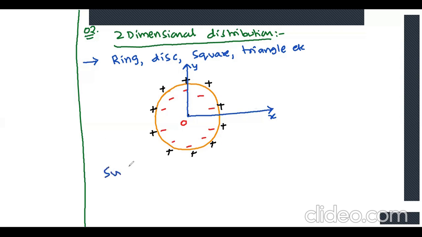So here we are having the surface density, or you can say surface charge density. That is charge per unit area, total charge by area. Suppose the total charge is Q. For a ring or disk, area I can write as pi r square.